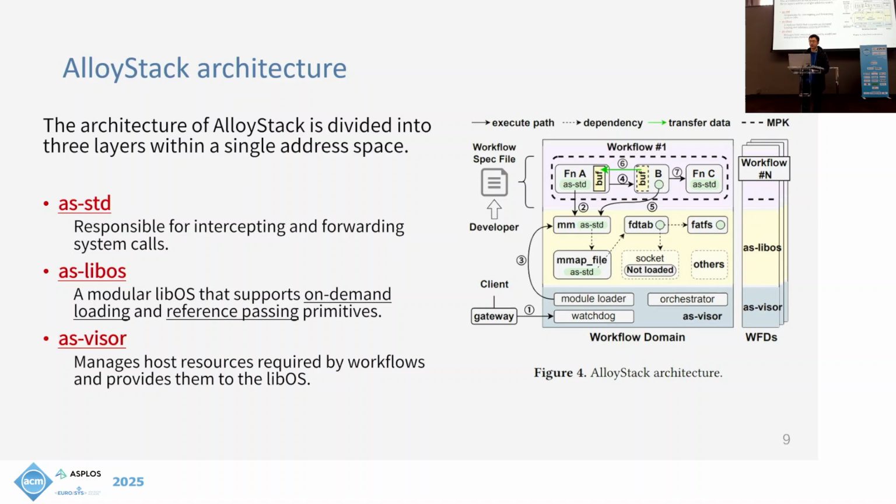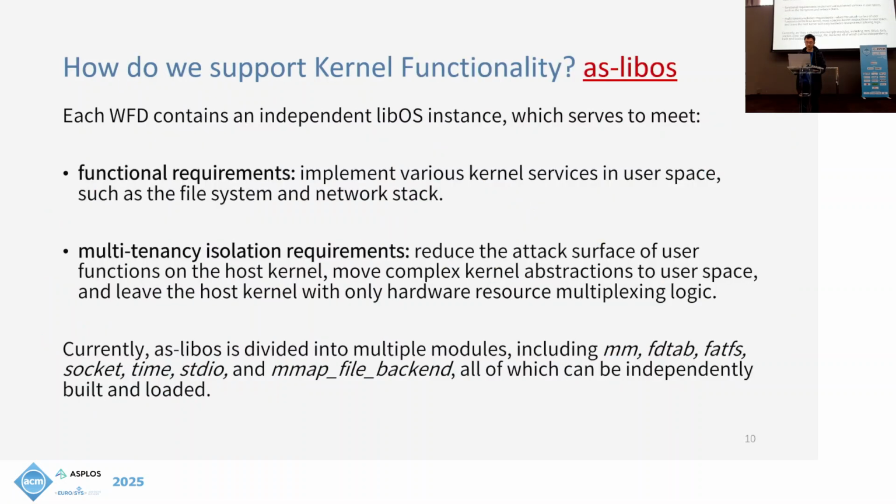The right figure shows the architecture and the execution steps of AlloyStack. AlloyStack is deployed as a process across multiple nodes, receiving invocations that are load balanced by a gateway. Here is the first step. In each AlloyStack process, there are three components: the standard library layer ASSTD, the kernel functionalities layer ASLibOS, and the global runtime layer ASVisor. Note that these layers are different from those in hypervisors, guest kernels, or container systems, as they are not separated into different virtual address spaces. So let's make it detailed.